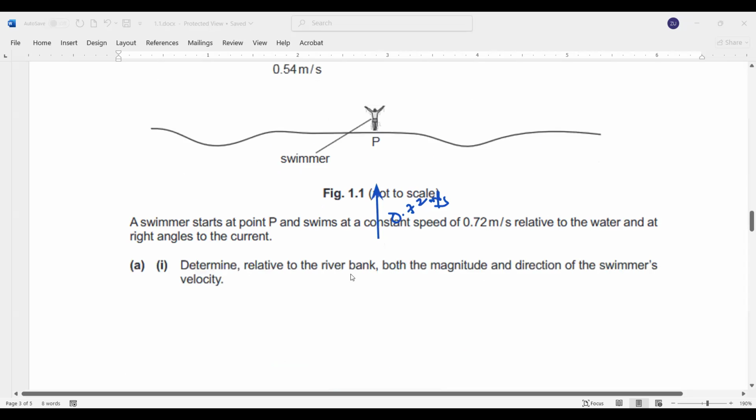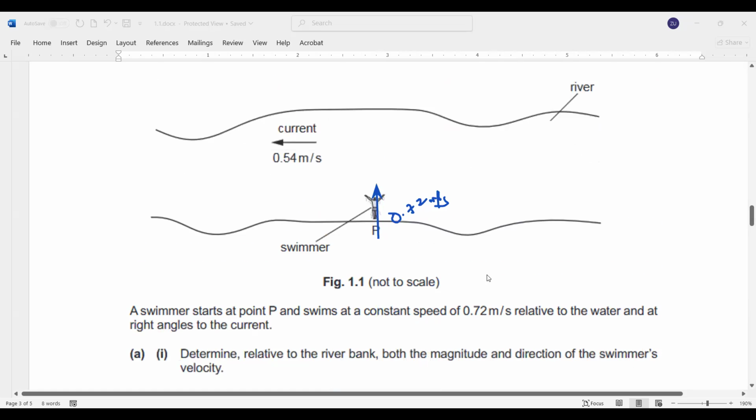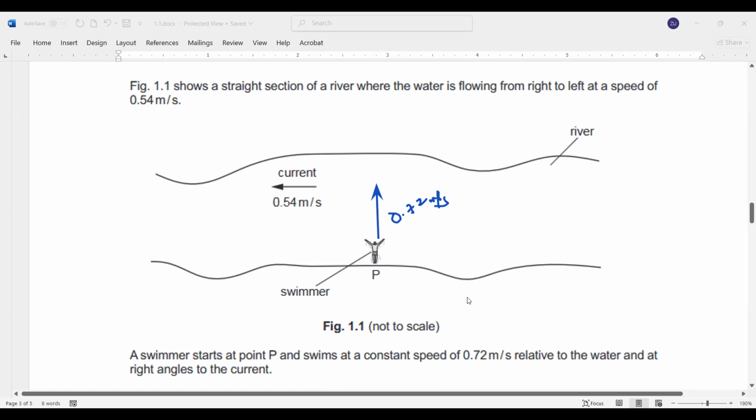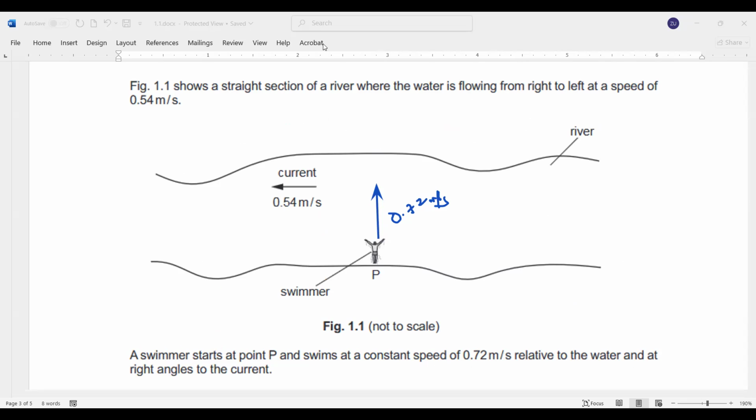The question is to determine the resultant velocity relative to the river bank. So again, it's a similar question. Which one should I draw first? The current. So I draw the river current first, 0.54, as the base. Then I will draw 0.72. What about the resultant? From the tail of the first to the head of the last, when I join, I will get the resultant.